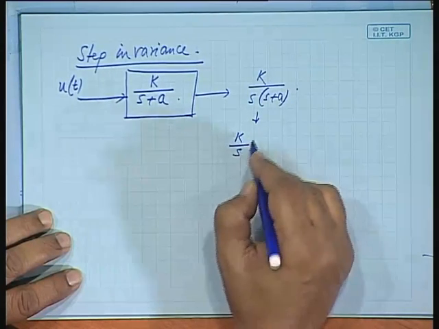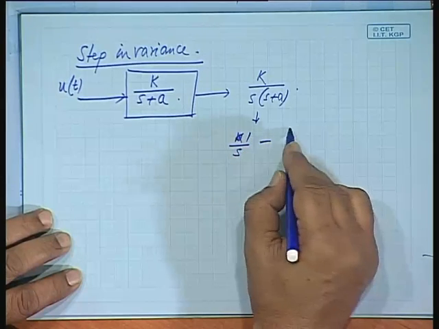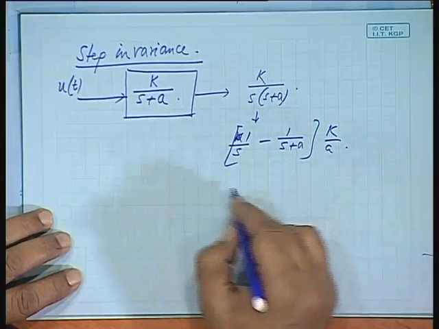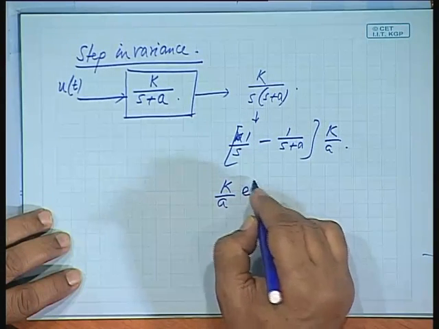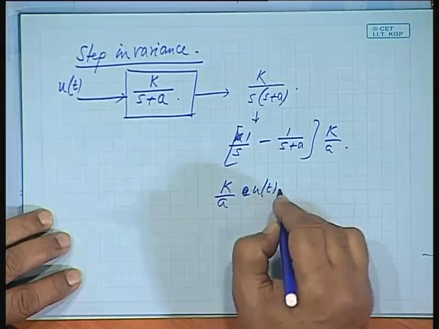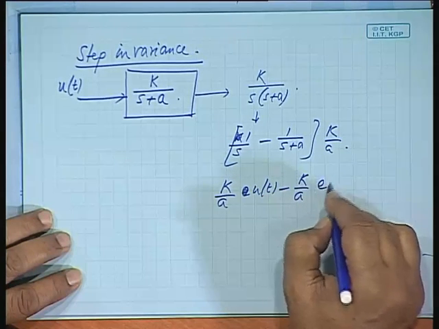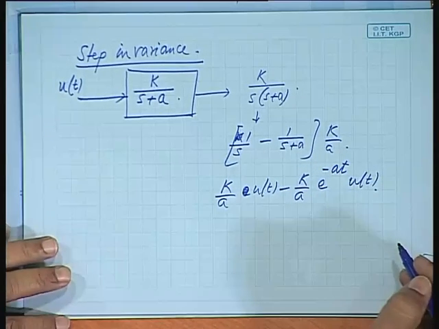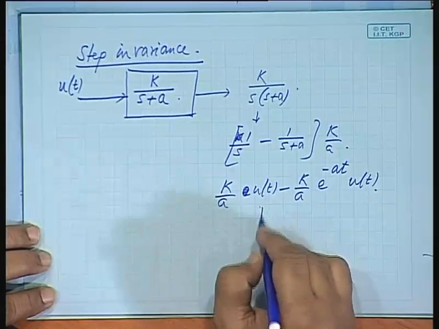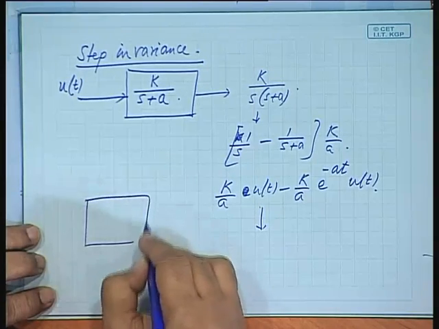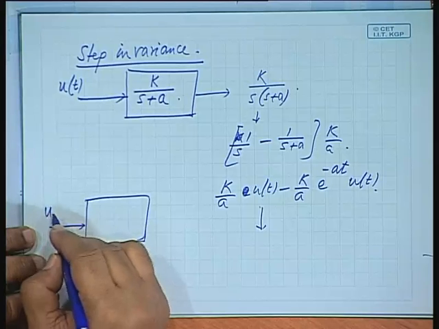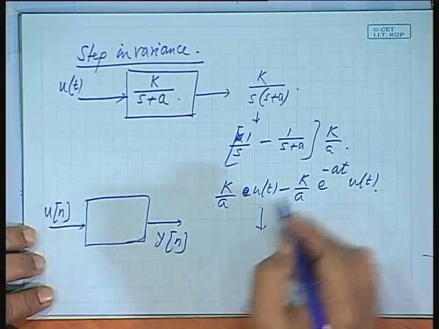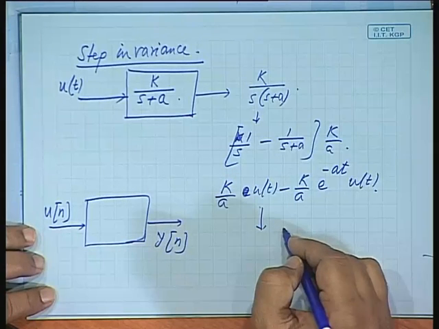So what will be its time domain output? K by s into s plus a is k by a times 1 by s minus 1 by s plus a. So the output is k by a e to the power 0 u(t) minus k by a e to the power minus at into u(t). Okay. So what will be the discrete domain output? I want, corresponding to a step input u(n), to get an output y(n), which will be a discrete version of this. Is that all right?